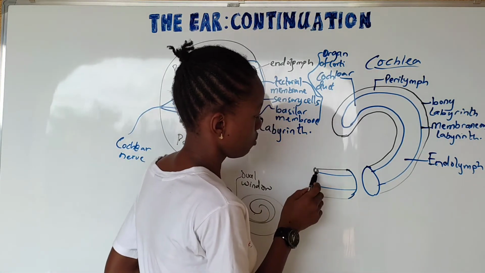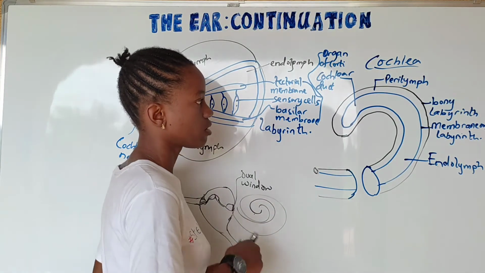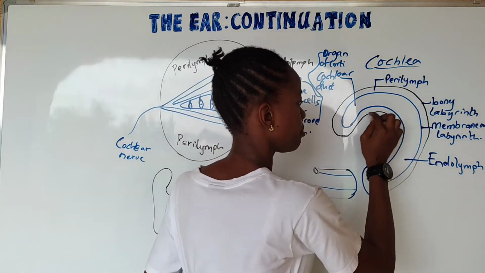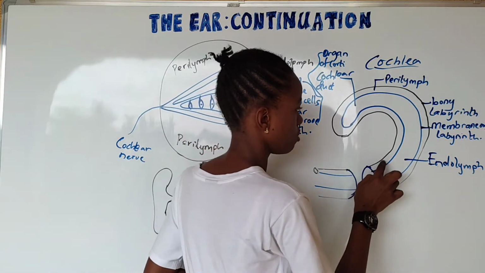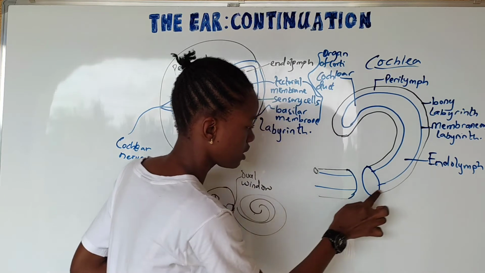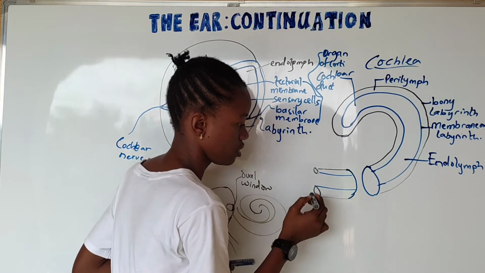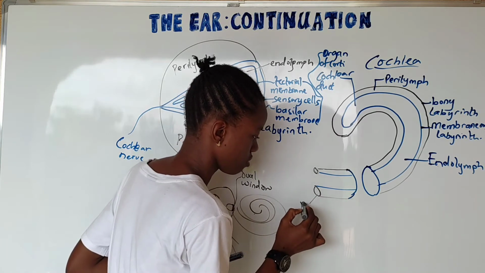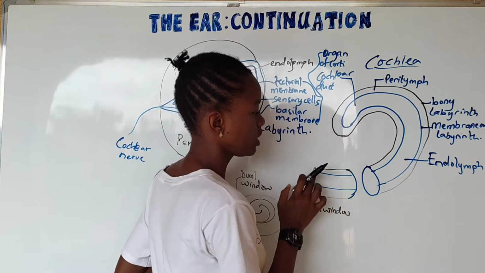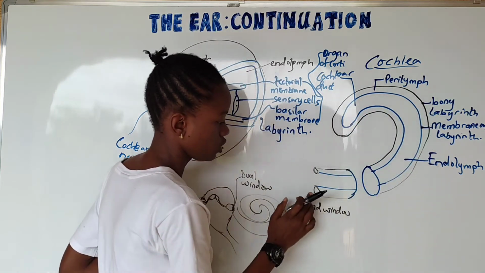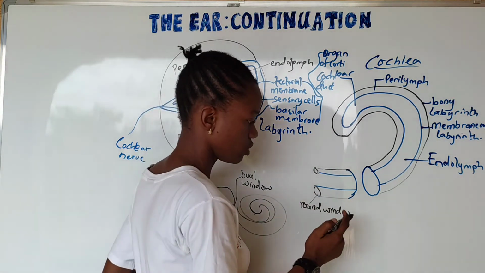We see that the oval window is in this place, and it is vibrating. When it's vibrating, it's going to move the perilymph through here and back to this place. And at this place is where the round window is. So when it moves the perilymph, it also comes back here and causes the vibration of the round window.